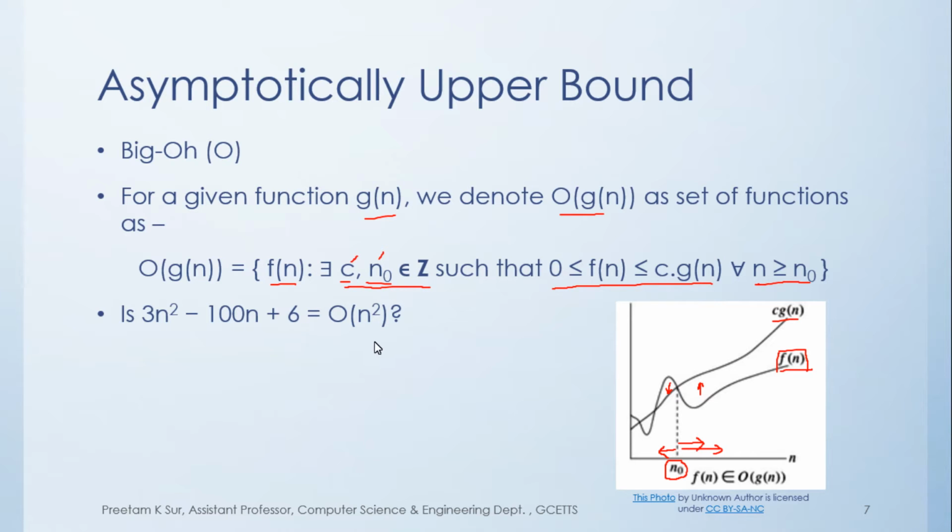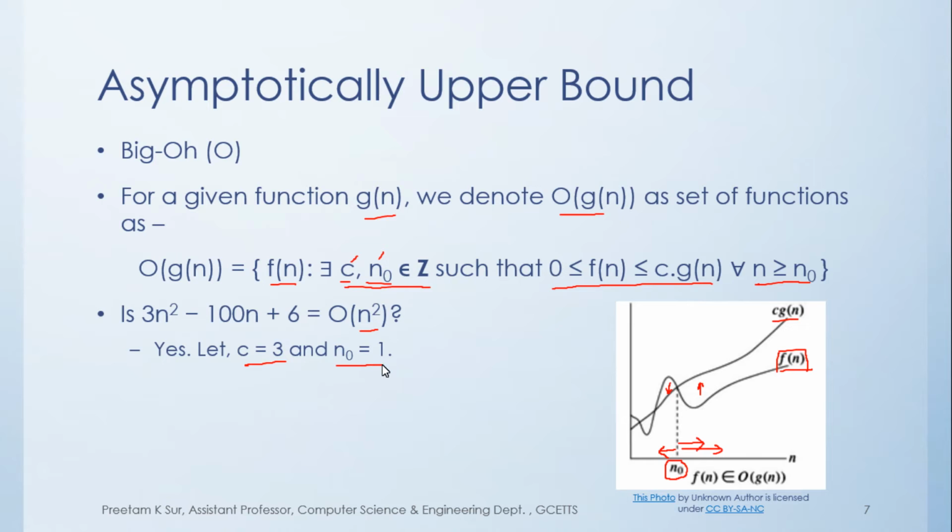Okay, so if n squared is an upper bound of this function 3n squared minus 100n plus 6, then you have to find out the value of c and n0 for which you can tell that n squared is giving us the upper bound. Now for this example, 3n squared minus 100n plus 6, you will always find that n squared is going to give you an upper bound if you consider the value of c equal to 3 and n0 equal to 1.